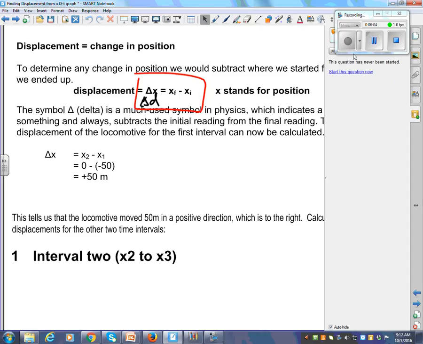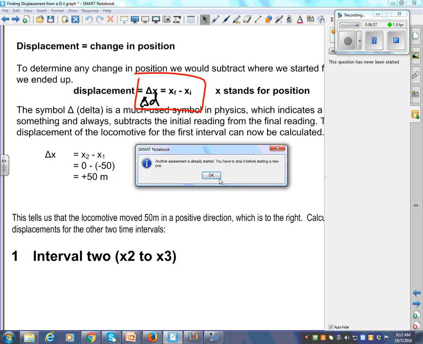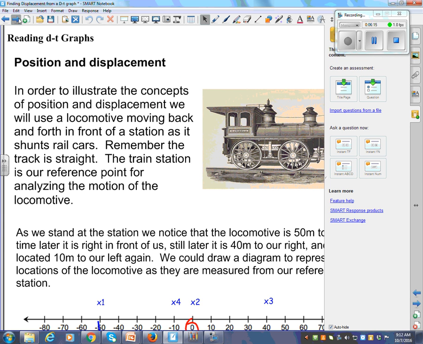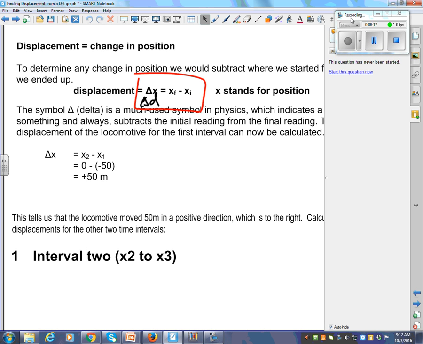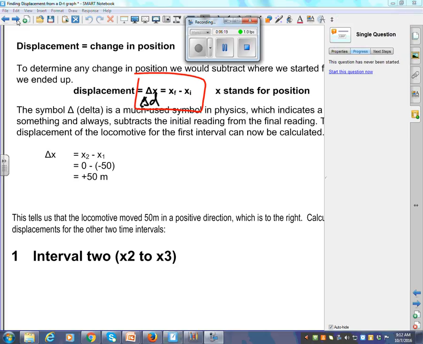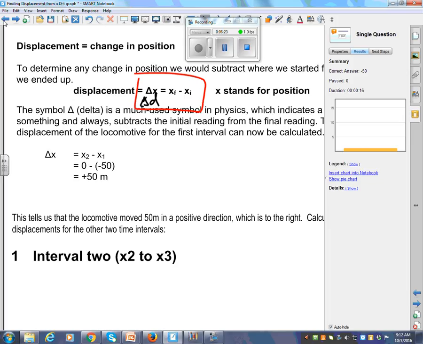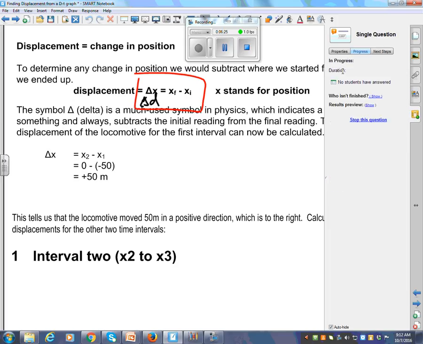Did it start? Is it running right now? Yeah. It says 2? Okay, I think I might have hit the wrong one. Yes, I did. Okay, sorry. Let's go back. Okay, should go back to question 1.